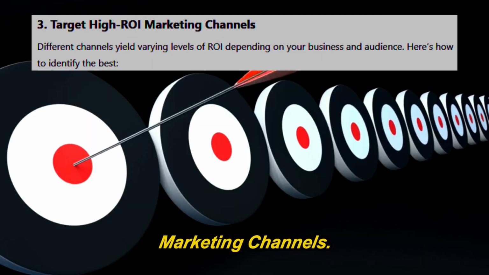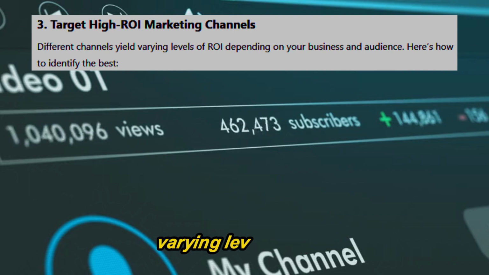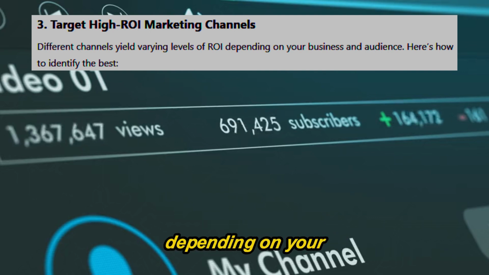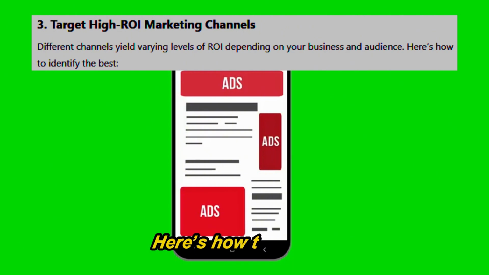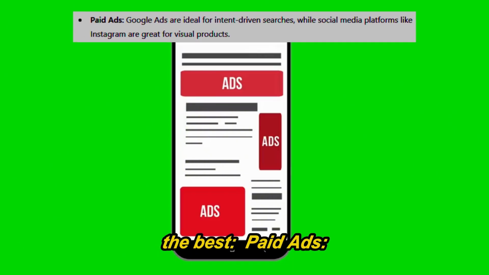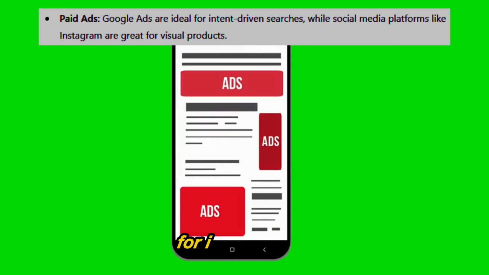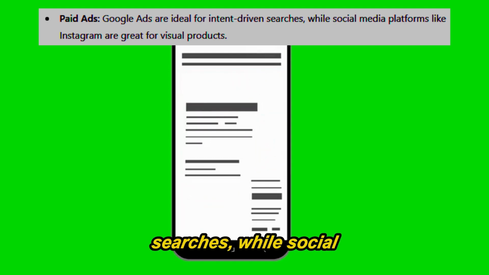Number 3, target high ROI marketing channels. Different channels yield varying levels of ROI depending on your business and audience. Here's how to identify the best. Paid ads. Google Ads are ideal for intent-driven searches, while social media platforms like Instagram are great for visual products.